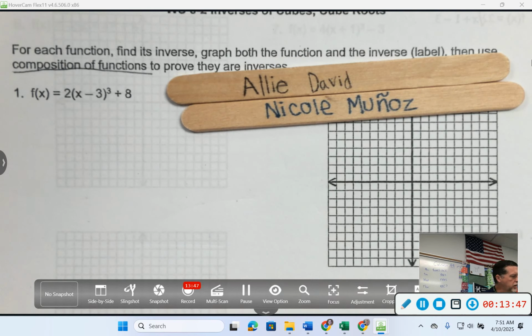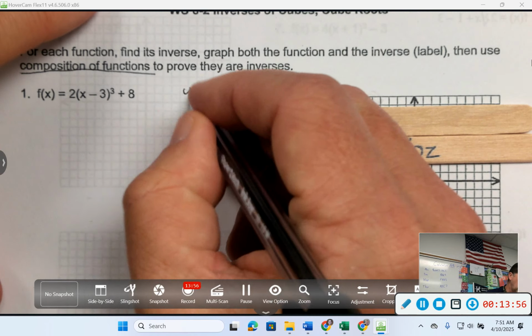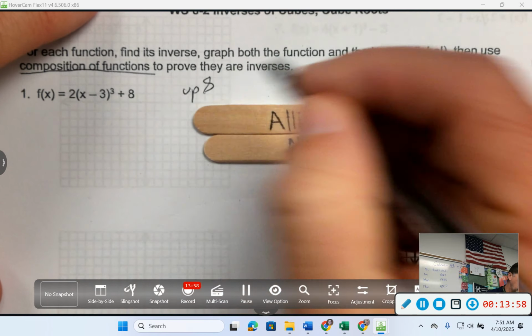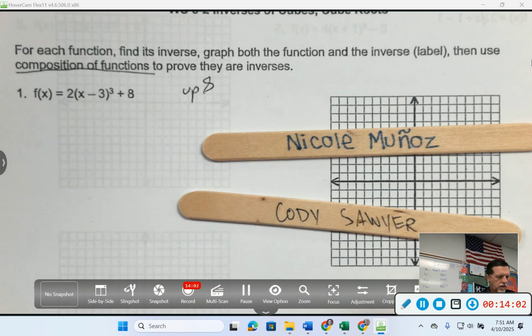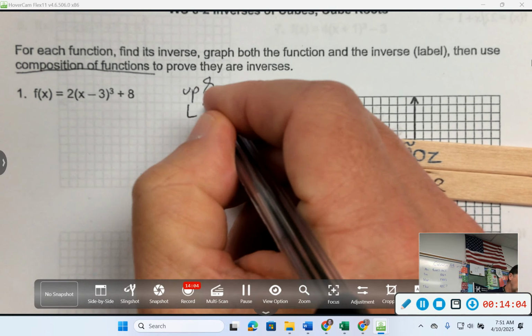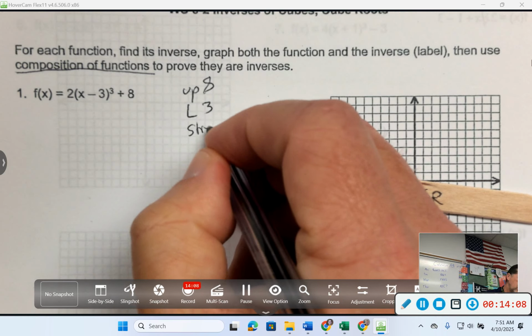Allie, give me one of the transformations to that graph. What's that? Up 8. That's going to be fun to mess with. Up 8. Nicole, what else has happened to that graph? Left 3. And Cody, what else has happened? Stretch by 2.